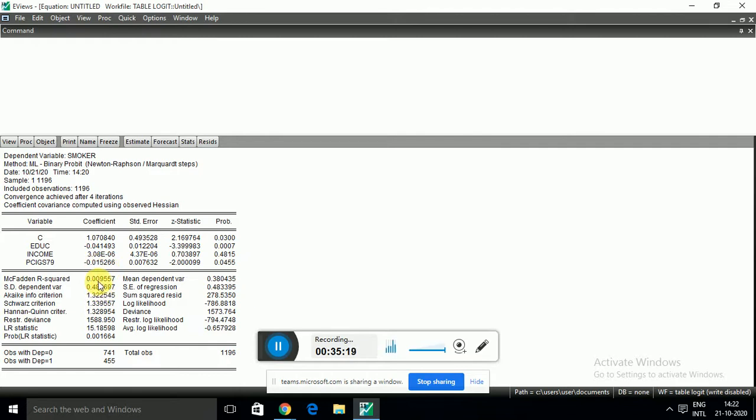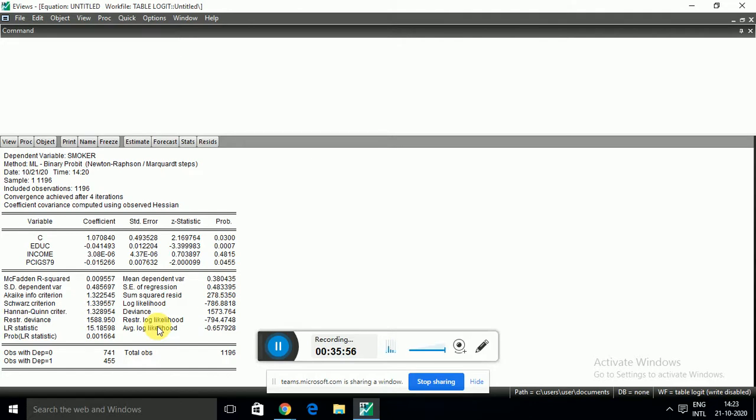Now, one way to argue why this R square is so low is that, as opposed to multiple regression, where Y varies quite a bit in tandem with the X variables, in this case Y is not varying that much because Y takes the value only 0 and 1. Therefore, the R square as captured through McFadden R square is so low.